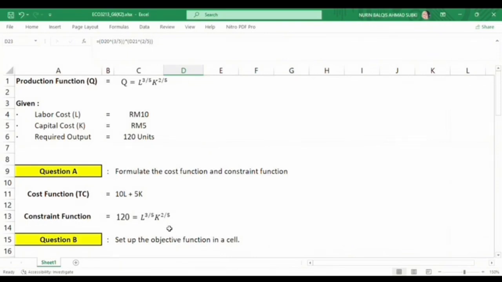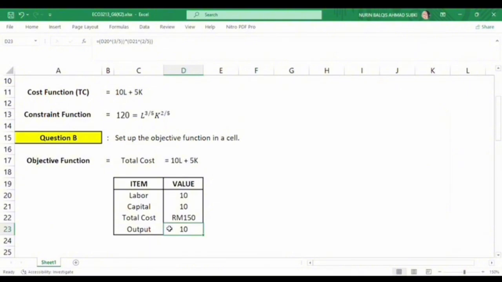The values 3/5 and 2/5 are given in the production function. They represent the output elasticity of labor and capital. This means labor contributes 60% to production, while capital contributes 40% to production. Therefore, labor has a greater influence on output compared to capital.